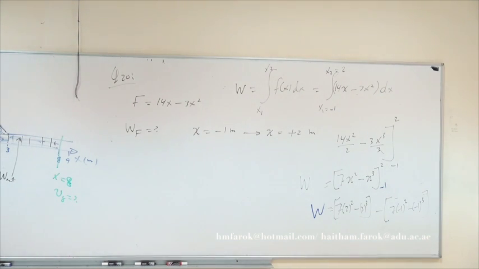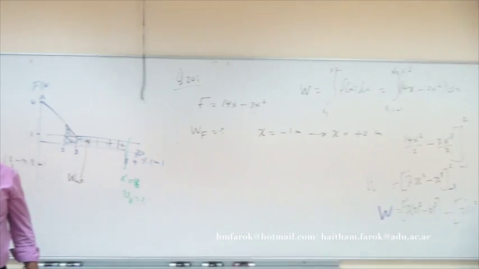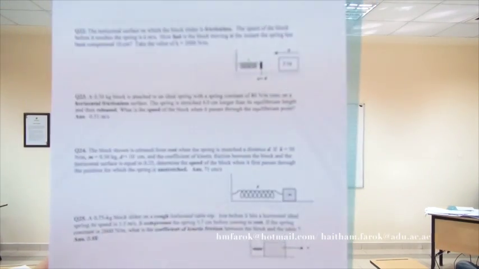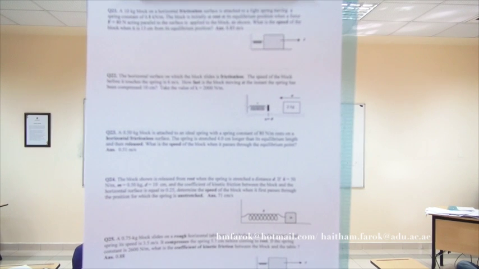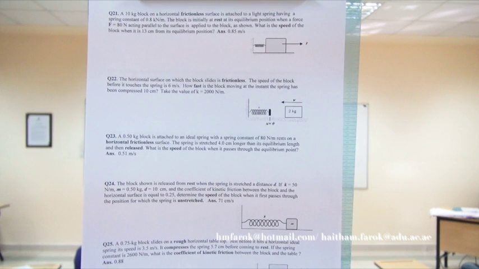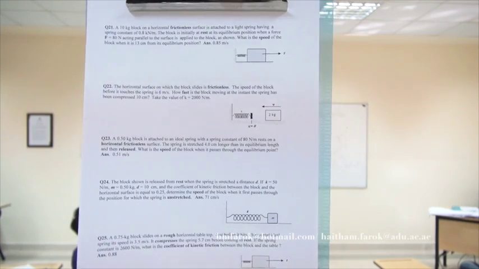So this was an example of variables. Now, on page 6, questions 21, 22, 23, 24, 25 are all about a spring moving horizontally. A standard question. So I'll choose question 21.